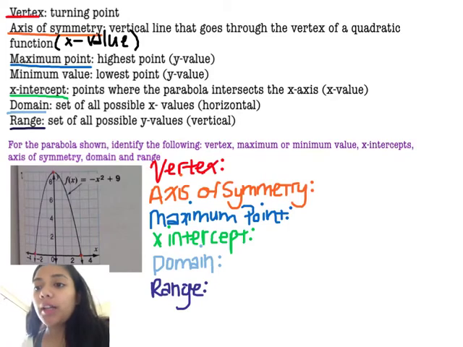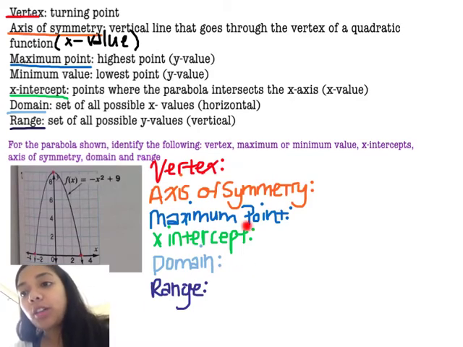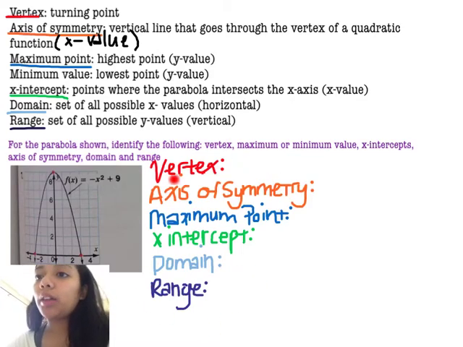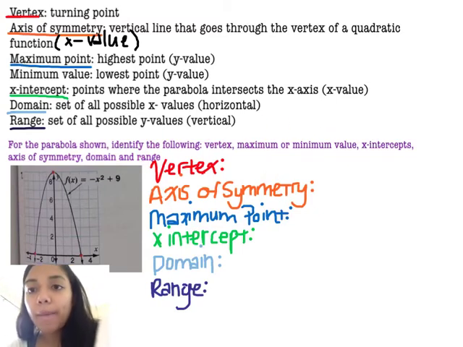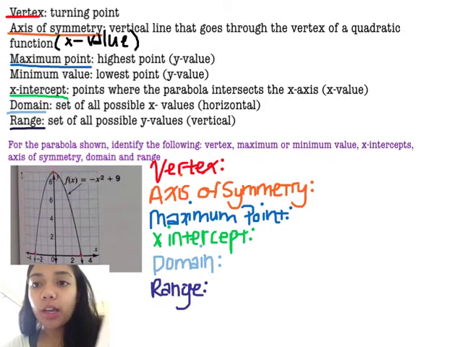So, my vertex is my turning point. Everything on this, axis of symmetry, maximum point, x-intercept, domain, and range, well, not domain, but range, you can find out just by looking at your vertex. So my vertex is the turning point. So my vertex will be right here. The turning point just means right here it goes up, up, up, up, down, down, down, down. So here's my turning point. So my vertex is at point 0, positive 9. So I put 0, 9.